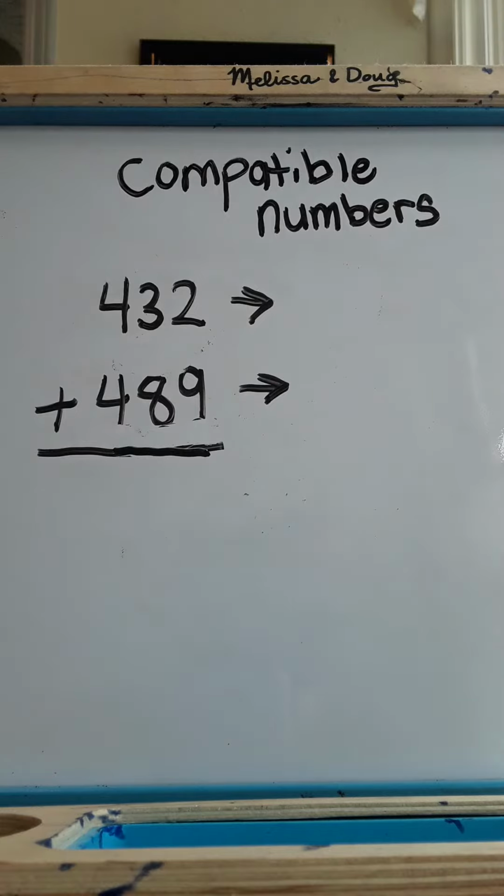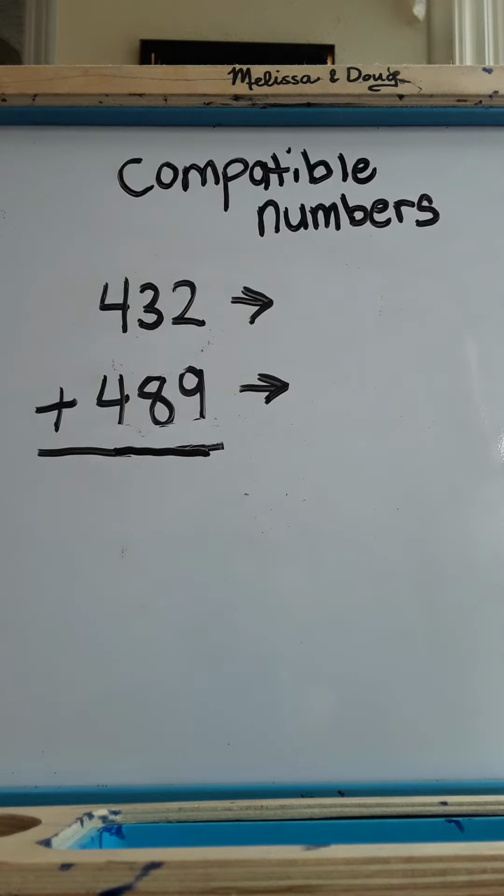Compatible numbers just simply means making two numbers easier to compute mentally or to add up mentally. And the way that I teach this is to show the students to use place value to create compatible numbers. So the students can decide whether or not they start with the tens place or the hundreds place.